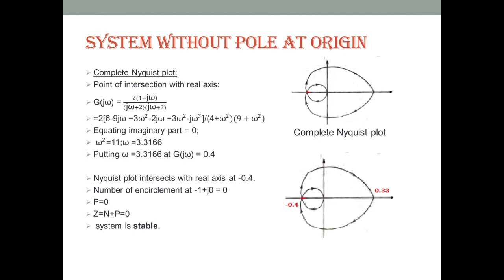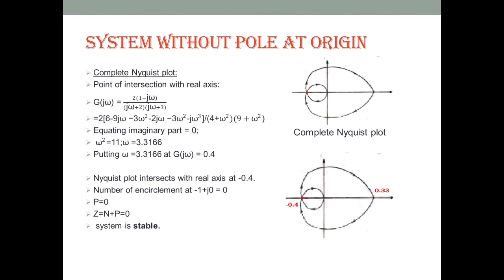Now we consider the number of open loop poles on the right hand side. If we consider clockwise encirclement, then N is equal to 0, and Z is equal to N plus P. As P is equal to 0, Z becomes 0, and hence the system will be stable.